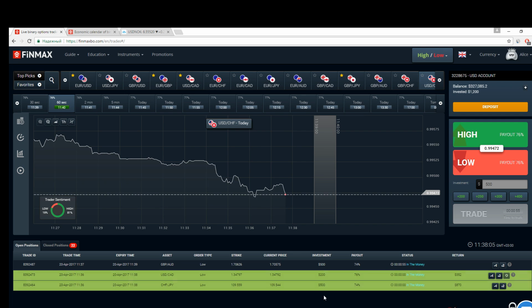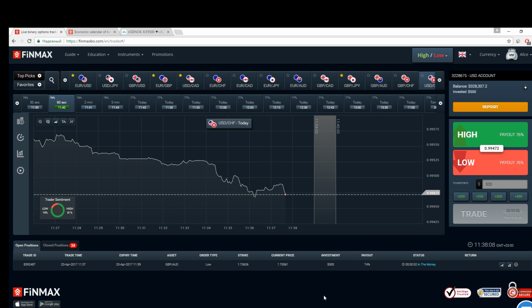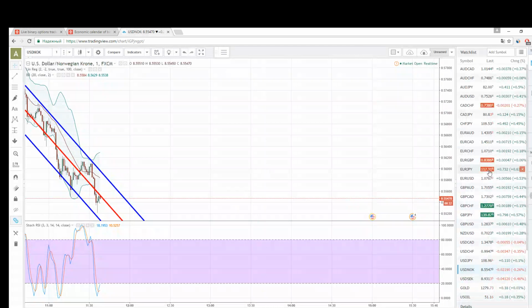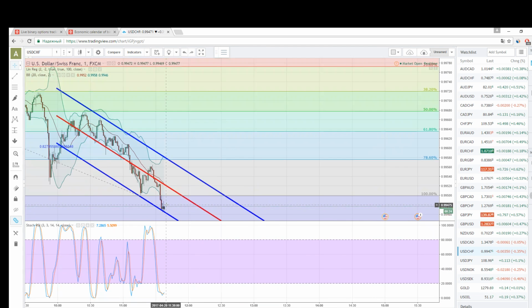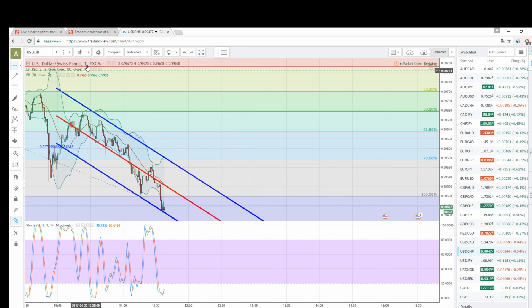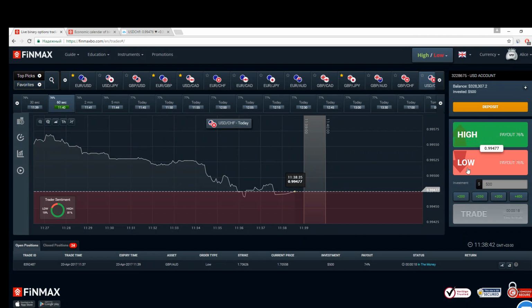Okay, so on the first and second step, 2 of our trades expired in the money, which is good, and the only one left open. Well, American to Swiss franc. Let's see the chart. I'm planning to enter for high.